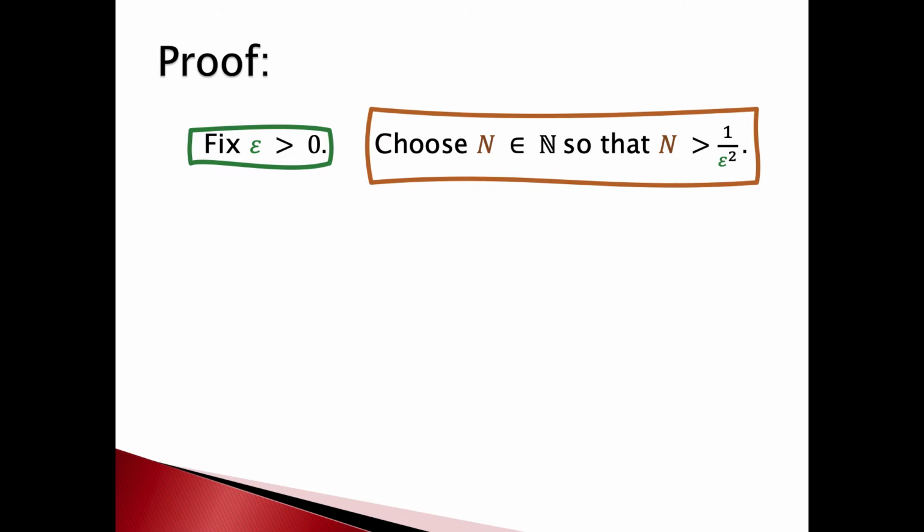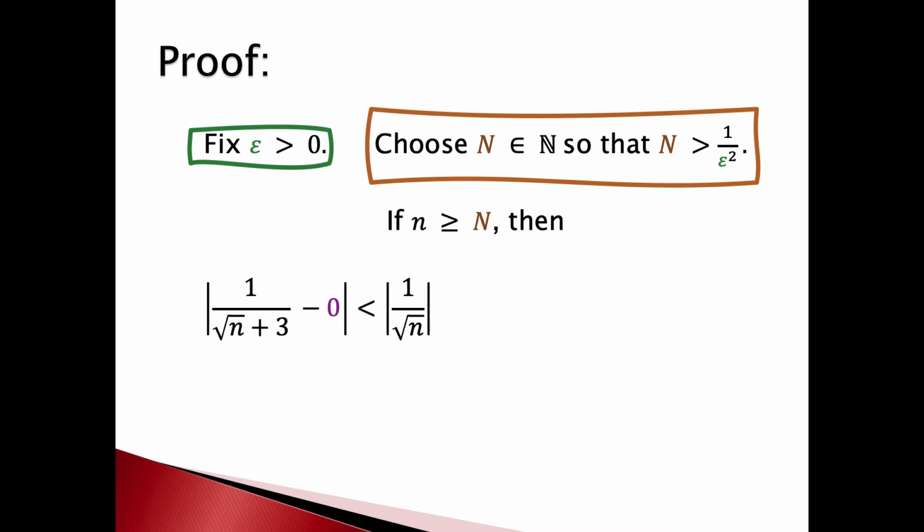I've got my capital N right there. It's an integer bigger than 1 over epsilon squared. Now we do the proof of the implication. When little n is bigger than or equal to capital N, then here we go. The distance between my sequence and 0, right?